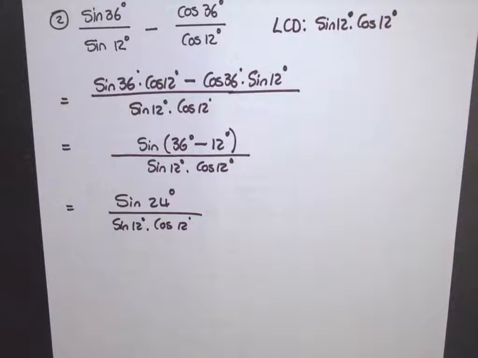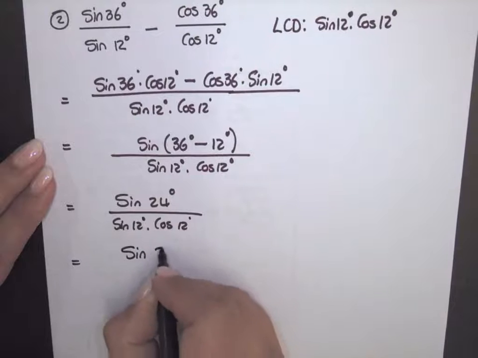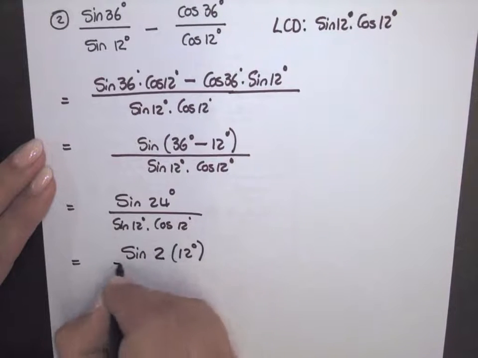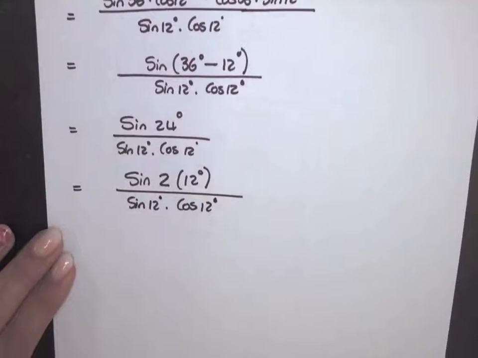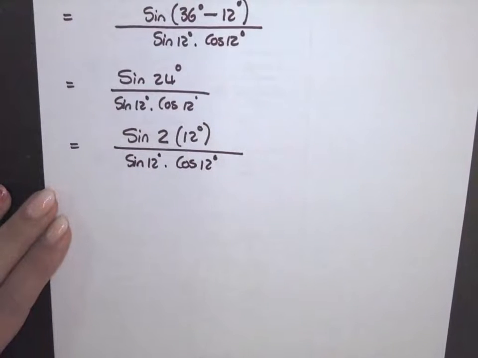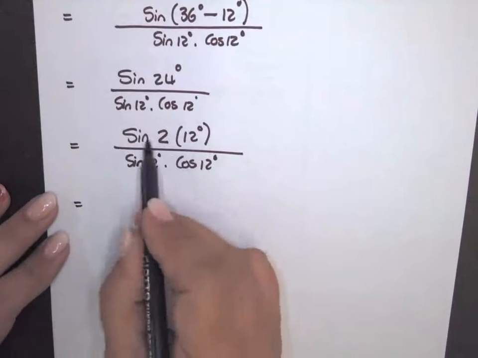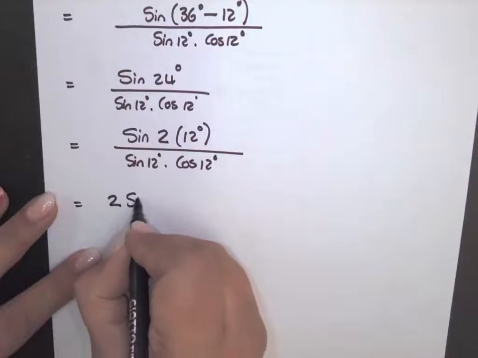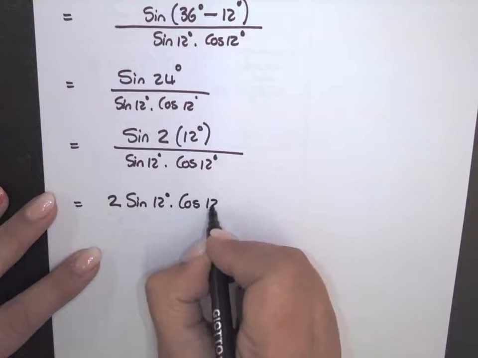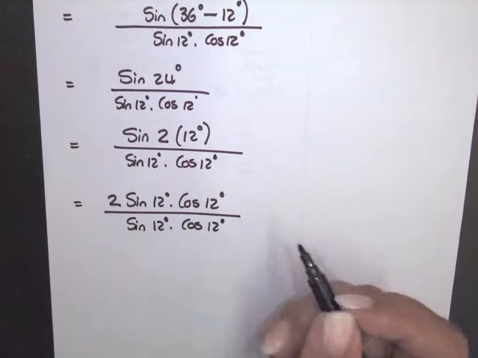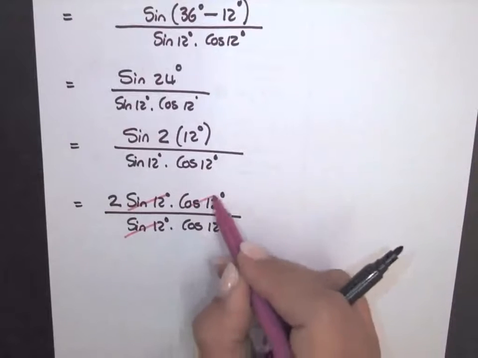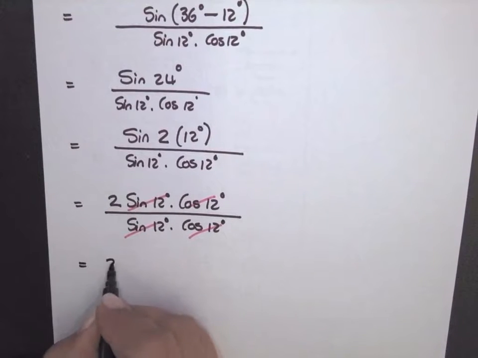Okay, what is plan B? What can I do now? Yes, the sine 24, I can make a double angle. So it will be sine 2 times 12 degrees over sine 12 cos 12. Now we can expand this double angle into 2 sine 12 degrees cos 12 degrees over sine 12 degrees cos 12 degrees, and we can cancel out. My answer is 2.